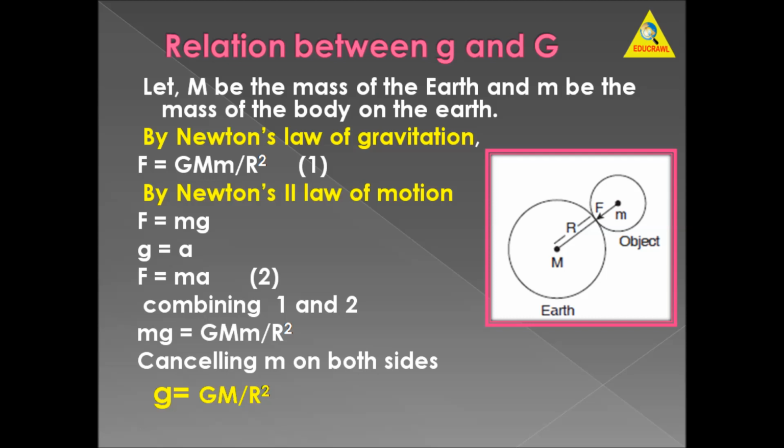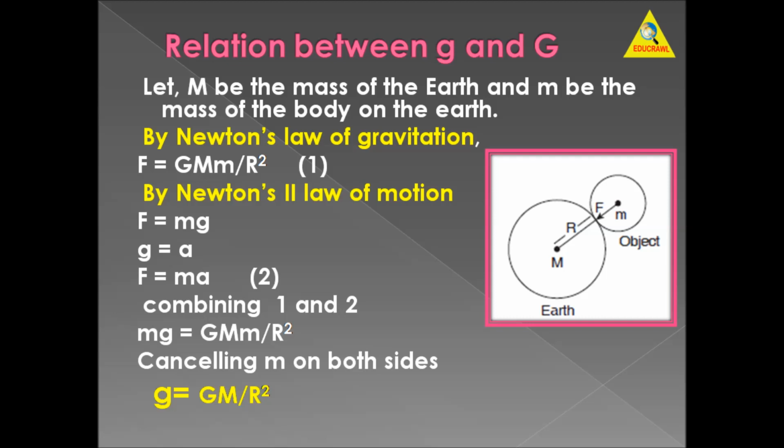Here a is the acceleration due to gravity. For any free falling body, the value a is equal to g. Hence we are replacing a with g. So the equation becomes F is equal to mg. Now we are combining the two equations 1 and 2. 1 is according to Newton's gravitational law and 2 is according to Newton's second law of motion.